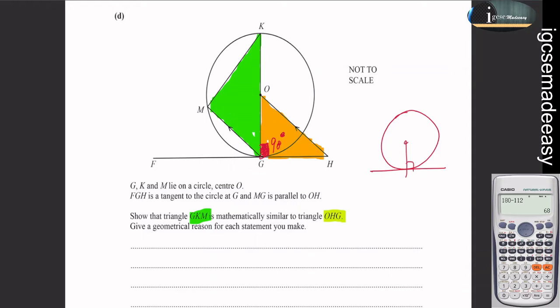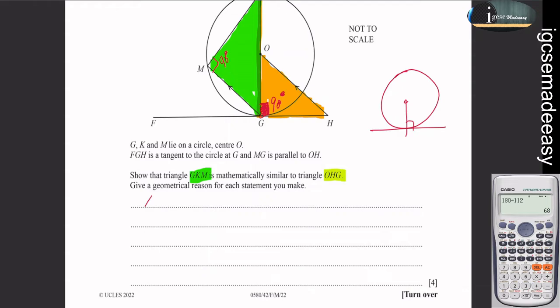Okay, so again check for this one. I'm talking about this line. This line is passing through the center. So it is a diameter, right? The angle made in a diameter is also 90 degrees. This is the angle made in a diameter, right? This angle we are talking about. So this is also 90, right? So we can say that angle M equals angle G, right?